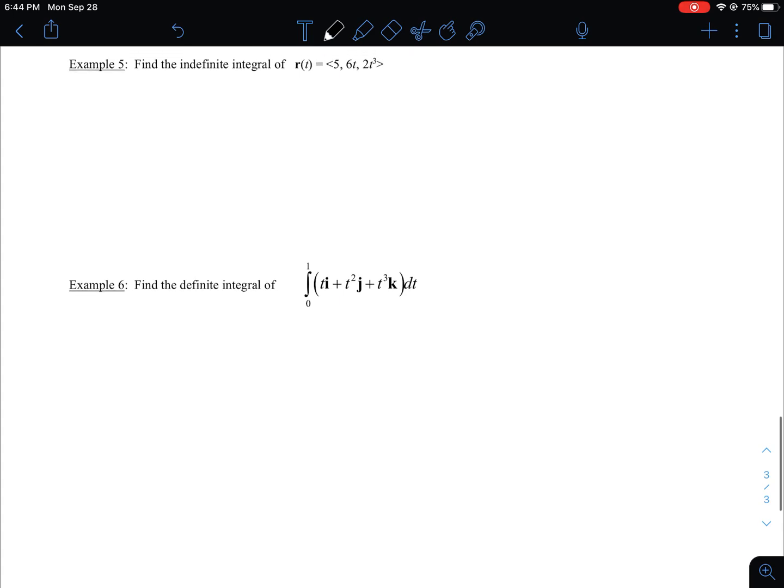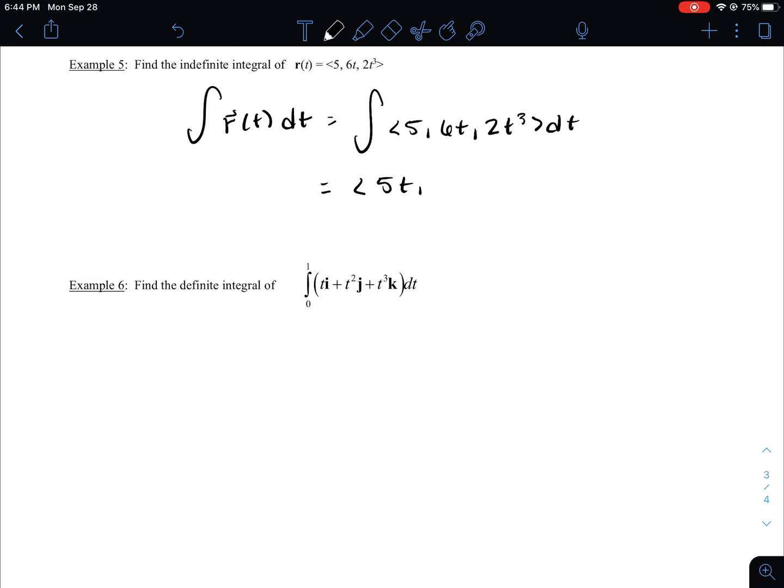Okay, so quick 2 examples here. Find an indefinite integral. I wanted to remind you of this one. So the indefinite integral of r of t with respect to time is the integral of each one separately. I'm just going to leave it as 5, 6t, 2t cubed dt. And the integral of a vector is still a vector. Okay, so I'm getting 5t, and then 3t squared, and then 1/2 t to the 4th, plus c.